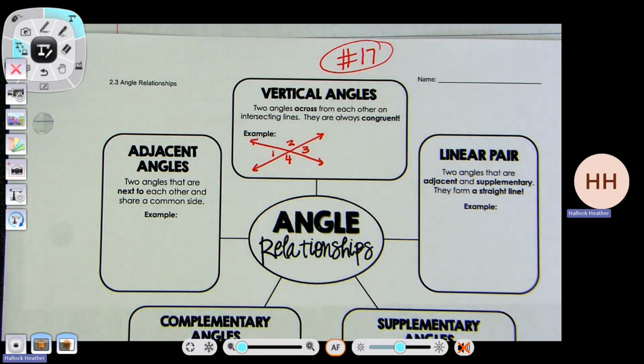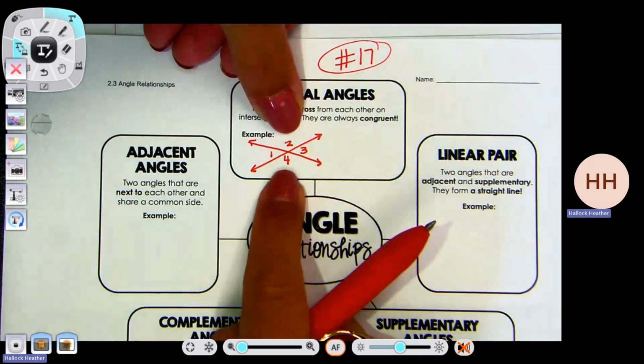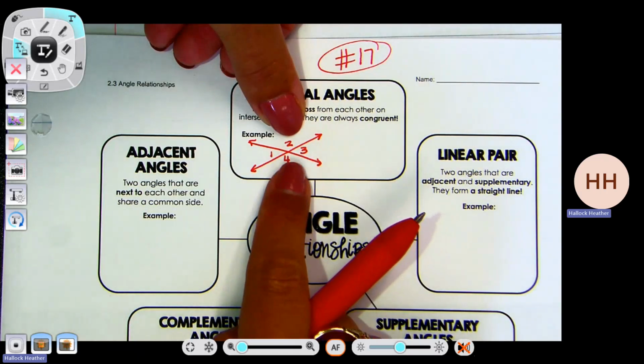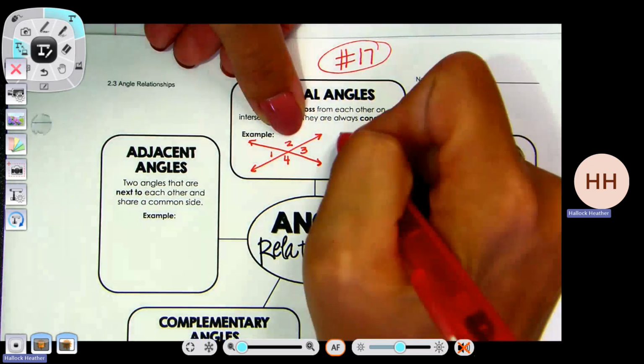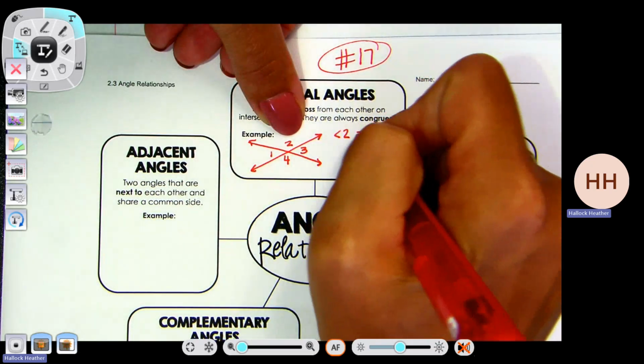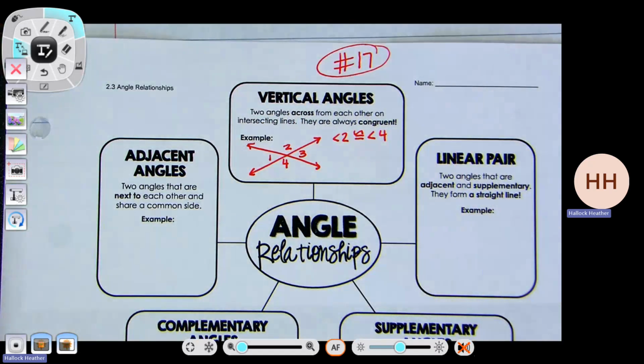So if you're looking at your picture, angle 2 is an obtuse angle. The other obtuse angle would be angle 4. So if I knew that angle 2 was 100 degrees, I could automatically put 100 degrees at angle 4 in my math problem. If they're across from each other, they're congruent. So I'm going to say angle 2 is congruent to angle 4. Those are the same. If I knew one was 100 degrees, the other one automatically would be 100 degrees.